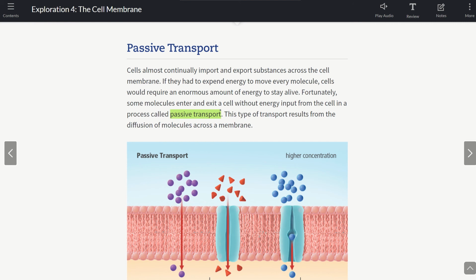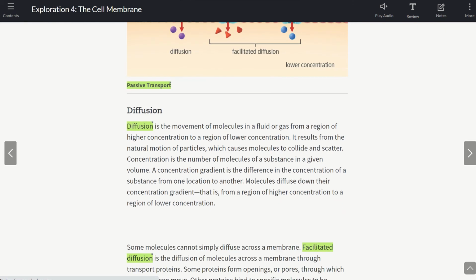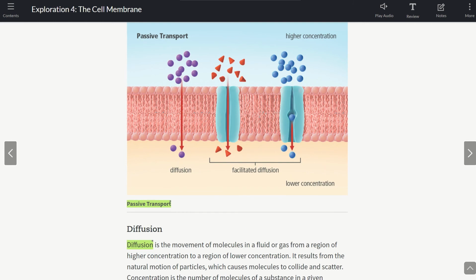Passive means we do not need energy, right? And these molecules are going to go from an area where there are more to where there are less, and they're going to try to balance out. Okay? So diffusion is that movement of molecules across. When one of these purple molecules goes from outside to inside, we call that diffusion. Now we have another term right here called facilitated diffusion, and all that is when a molecule moves from an area where there is more to an area where there is less, but it uses a protein. If it uses a protein, that means it's facilitated diffusion.